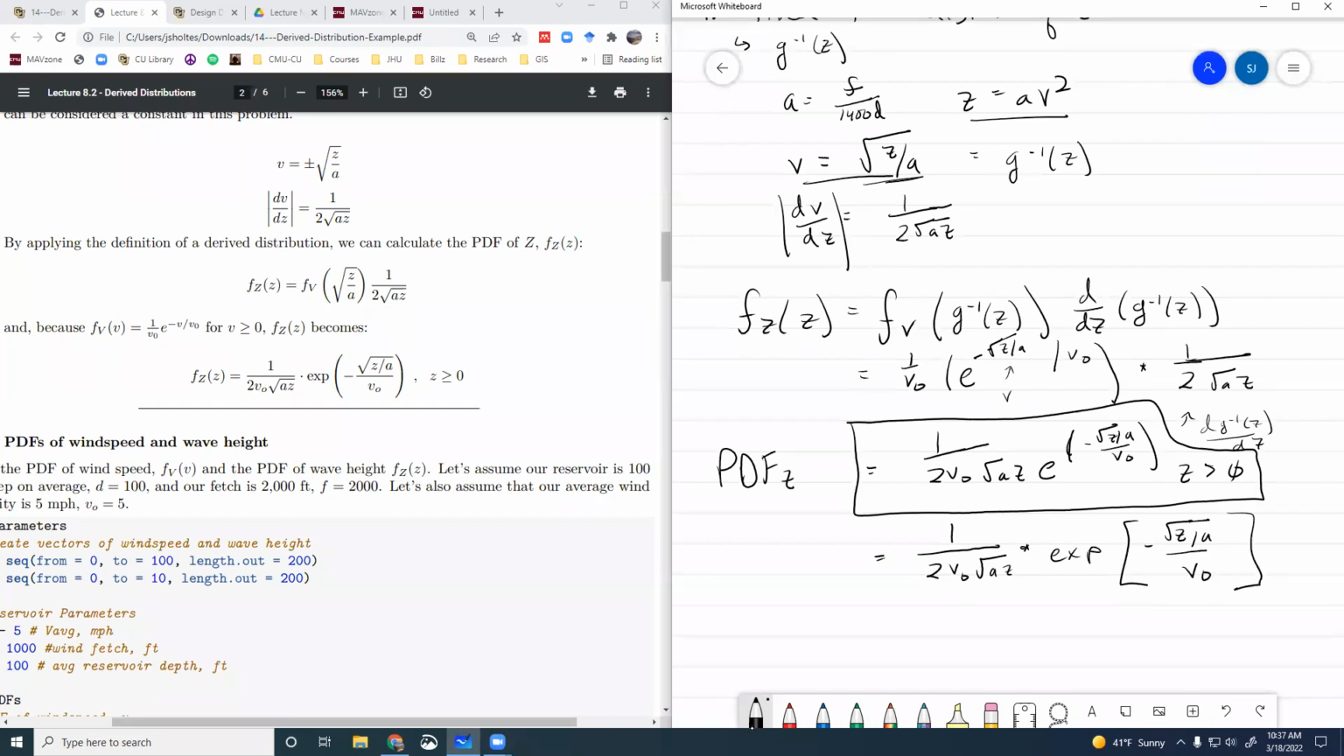All right. Okay, so this is our derived distribution. We derived it from an equation and a different probability distribution. Is this the exponential distribution? Not exactly, but it's close, right? It's something like the exponential distribution. It's just derived from it with a different equation.